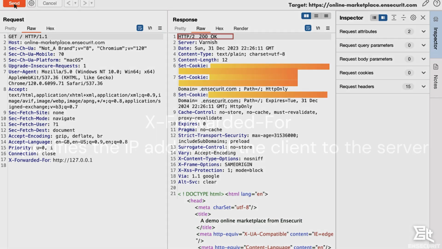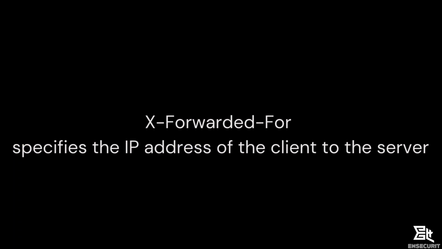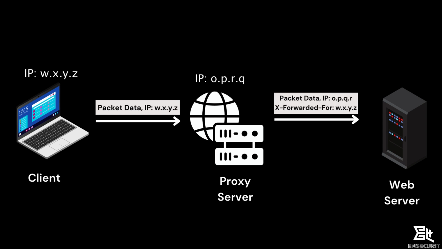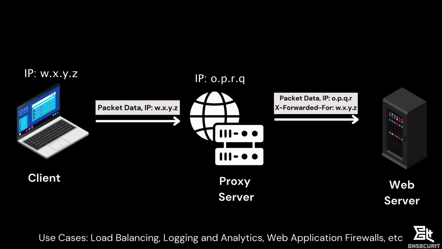Now let me explain how it worked. The first thing we need to understand is what this X-Forwarded-For is. Actually, there are many X-Forwarded headers, and X-Forwarded-For is just one of them, which provides the client IP address or a chain of proxy server IP addresses. This header helps identify the true client IP address when requests pass through multiple proxies. And there are quite a few real-world scenarios, such as load balancing, logging and analytics, and web application firewalls.